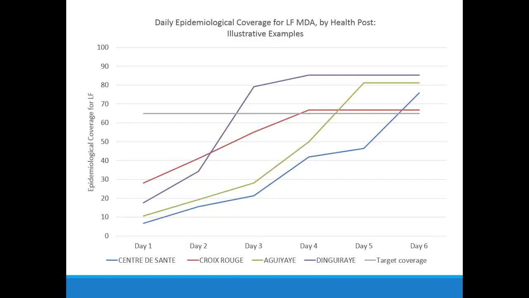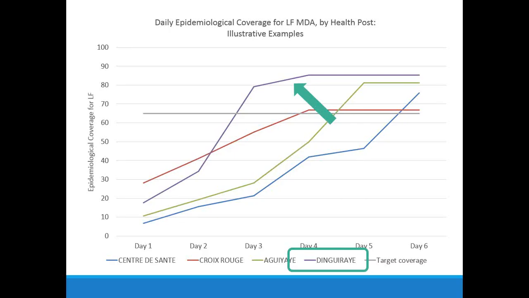We are going to take the example of 4 health posts in the south of the country. You have Centre de Santé in blue, Croix-Rouge in red, Aguillaï in green, and Dinguiraye in violet. You can see that they don't have the same situation, they don't have the same specificity. Let's take the example of Dinguiraye in violet. That health post reached its targets on day 2. So no specific action was needed for that. We were just observing, and during the debriefing, we saw that the coverage was going well.